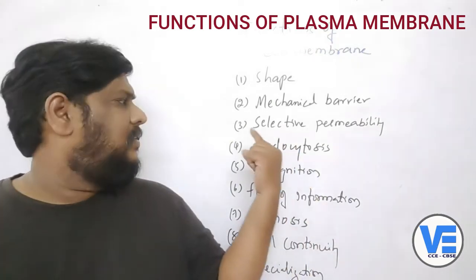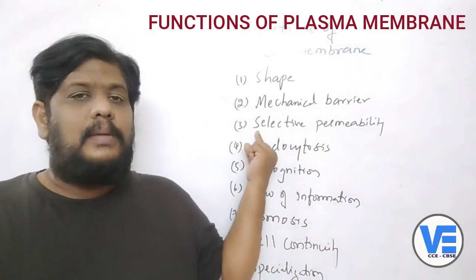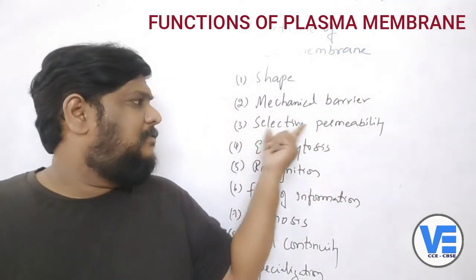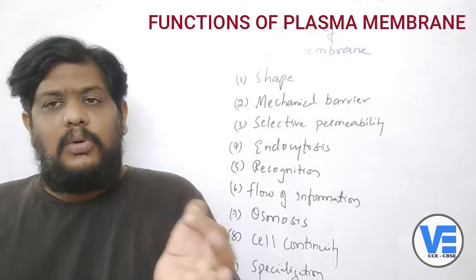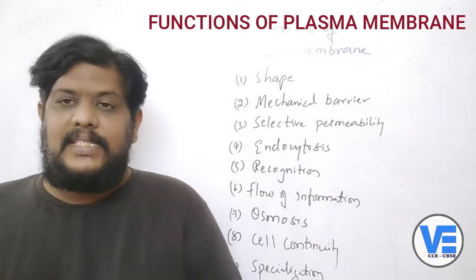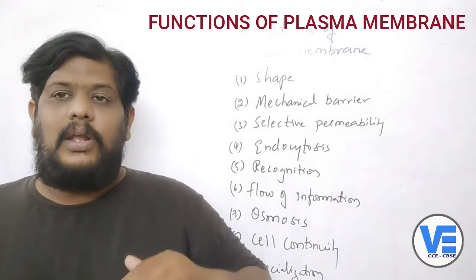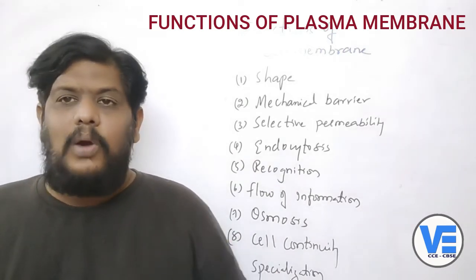In the same way, we have learned about the semi permeability or selectively permeable membrane. Selective permeability means the same thing. Whatever the substances are, the membrane is very selective in allowing them inside, and very selective in allowing them to go outside.